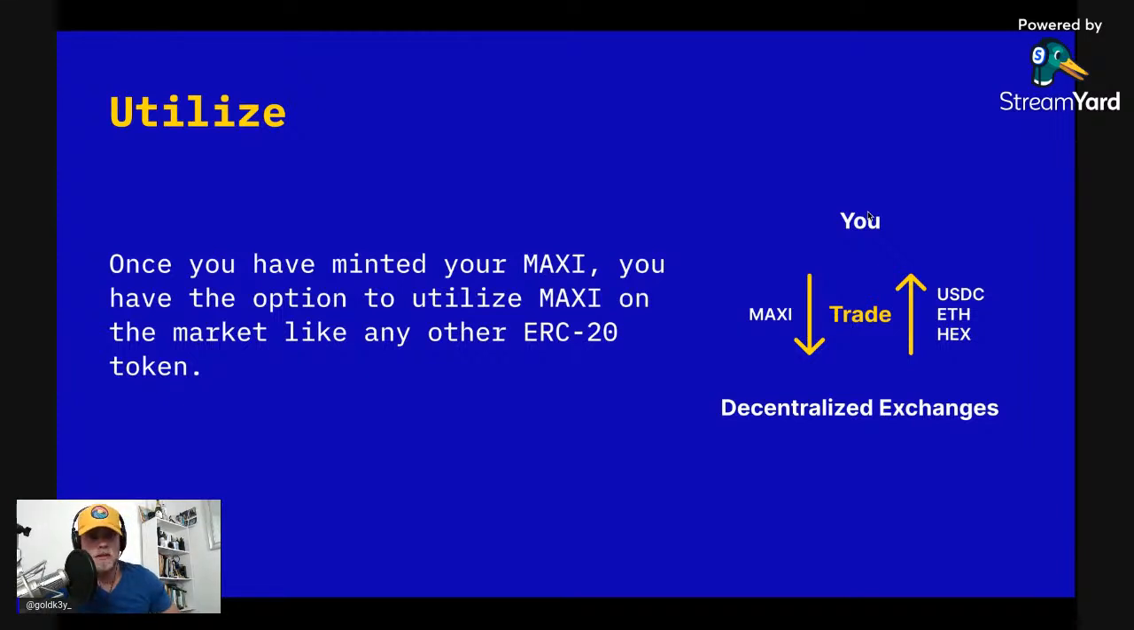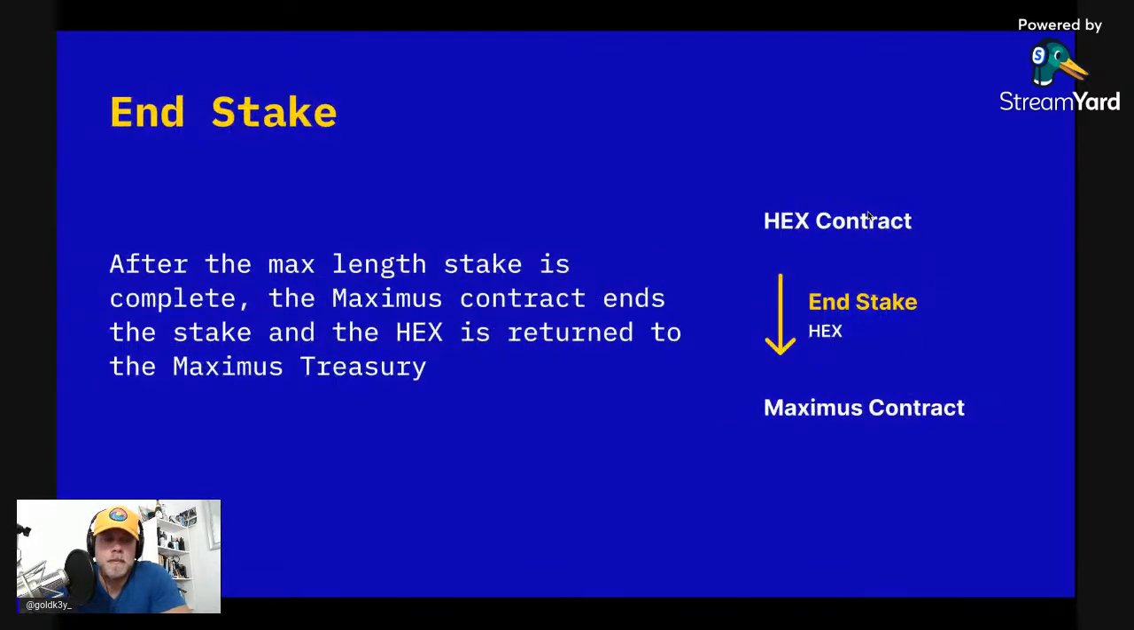Okay, good. So utilize. Once you've minted your Maxi, you have the option to utilize Maxi on the market like any other ERC20 token. If you want to sell it, or provide liquidity in a liquidity pool, you can do that. Essentially, what it's representing is a redemption value. I'll wait to touch on that more, because I have a good explainer for that.